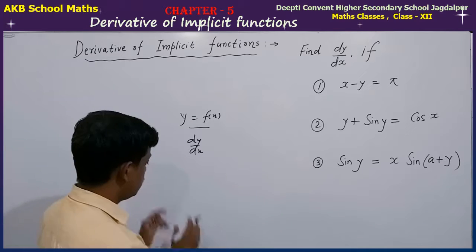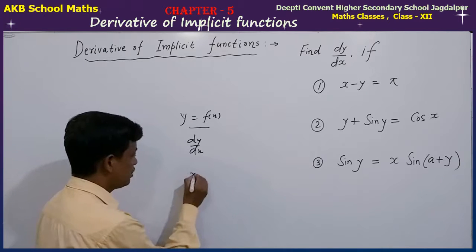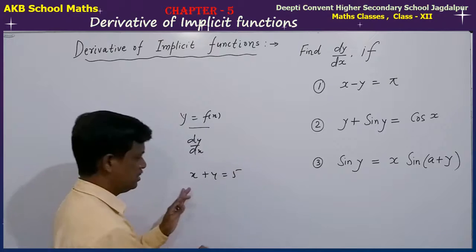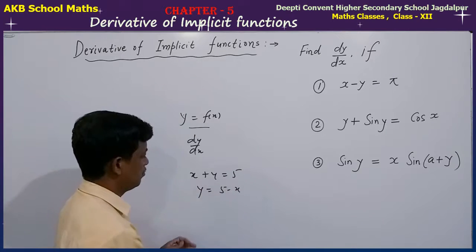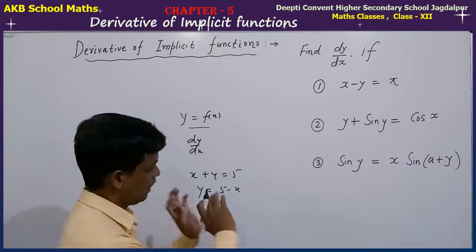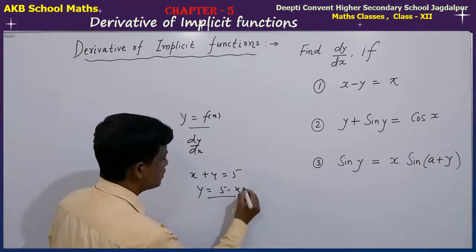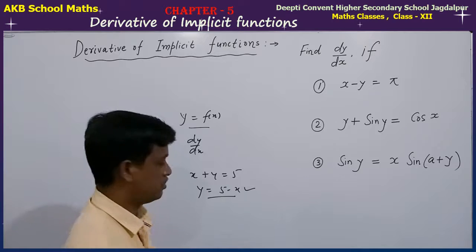But suppose there is a relation like this. Suppose x plus y equals 5. Then we can find the value of y equals 5 minus x. That is separation. Means y को बिल्कुल separate कर लिया, x के form में लिख लिया. This is explicit form.